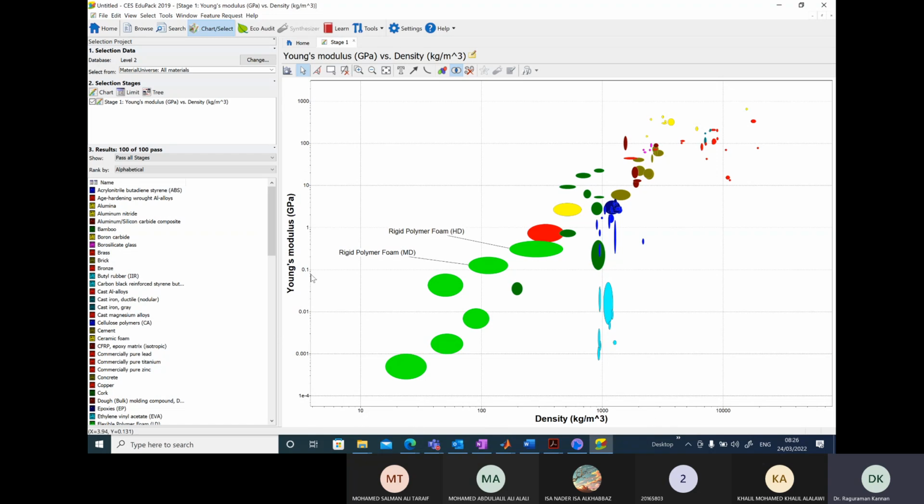Okay. So on the x-axis we have density on the log scale. On the y-axis we have Young's modulus on the log scale. Now, if you look carefully here, there are 10 divisions. Let's count: 1, 2, 3, 4, 5, 6, 7, 8, 9, 10. So between 10 and 100, there are 10 divisions. Again, between 100 and 1000, there are 10 divisions.